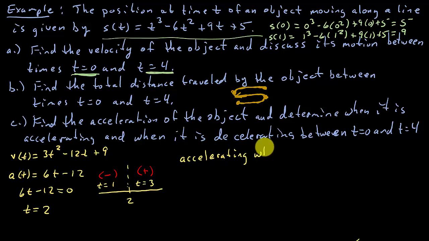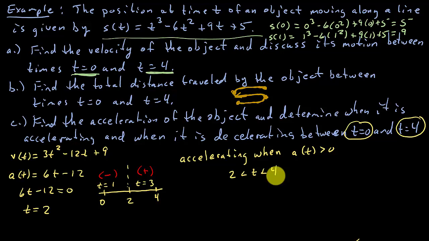Okay, accelerating. Well, let's go ahead and write accelerating when a of t is positive, right? So when is a of t positive? Well, that's from 2 to what? Infinity. But remember, I'm only interested in the times from 0 to 4. So let's go ahead and plot a 4 there and plot a 0 here. So it's accelerating from what? From 2 to 4.